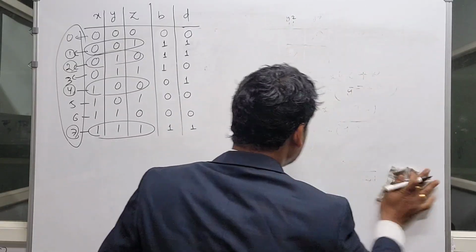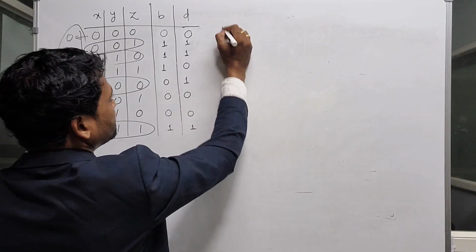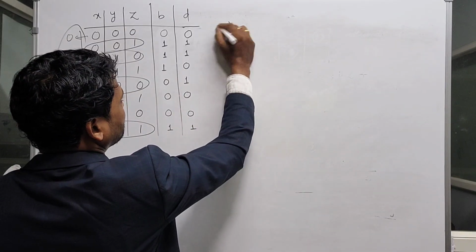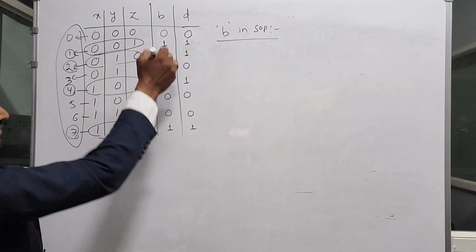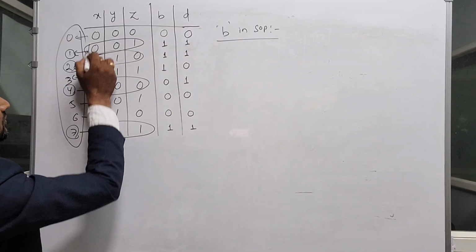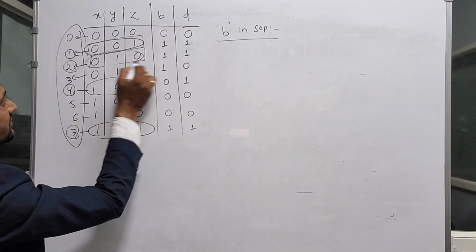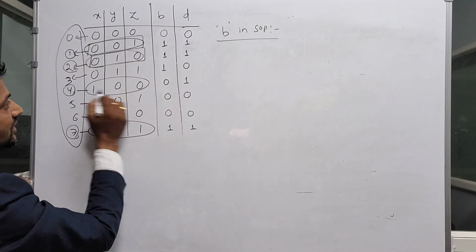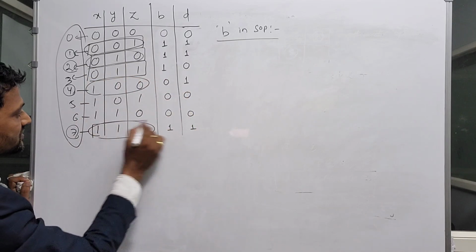Coming to the borrow equation in SOP form. Similarly, borrow side में check करो 1 किधर है. Here you will find 1. So you take corresponding input. One of the input is 0 0 1. Second is 0 1 0. Third one is 0 1 1. And last one is 1 1 1.